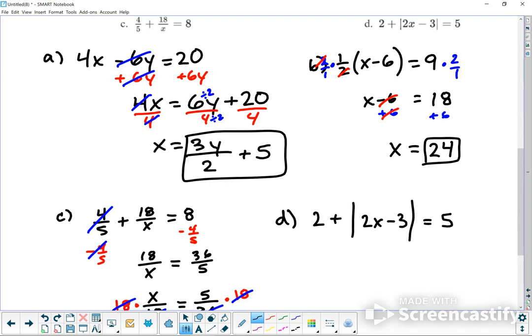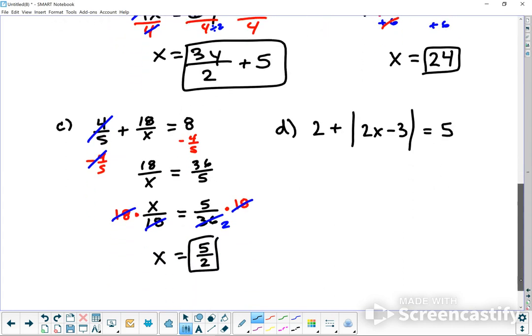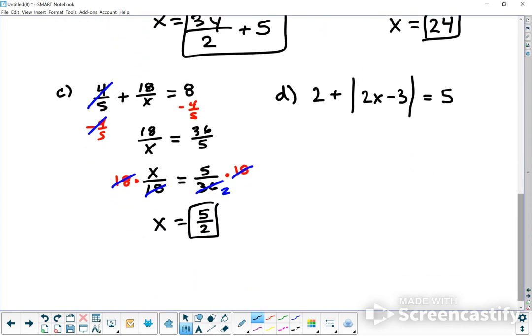Now, when you see something like this, you don't automatically start working on the absolute value. You want the absolute value to be by itself, isolated on one side before you can write the two equations down. But you need to get rid of that 2 first. So I'm going to subtract 2 from both sides. By doing that, I will now have just the absolute value of 2x minus 3 equals, and 5 minus 2 is 3.